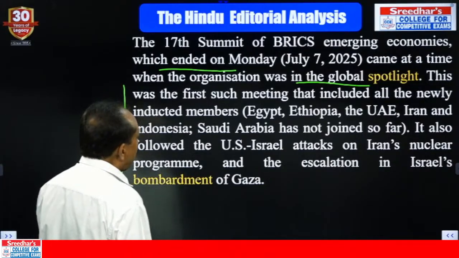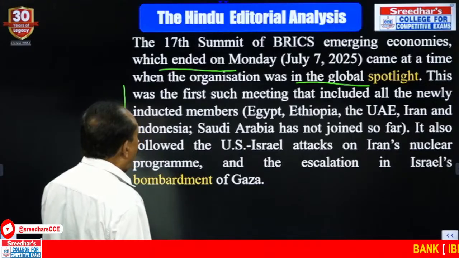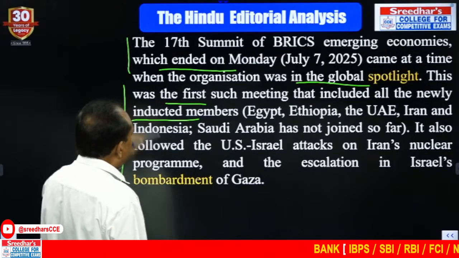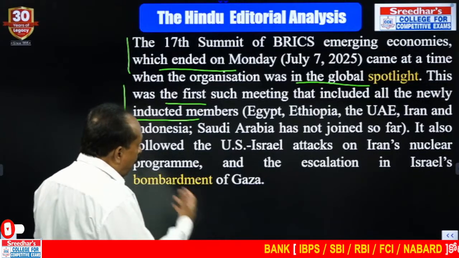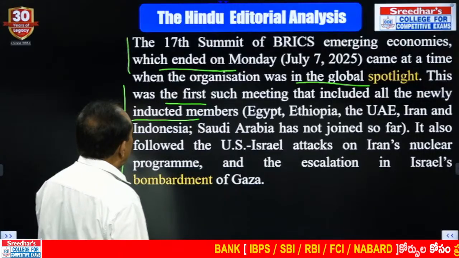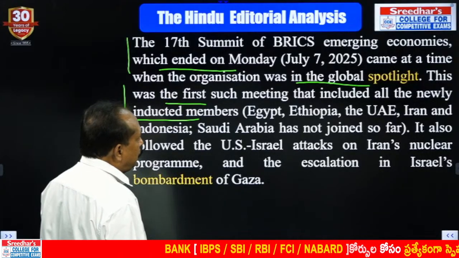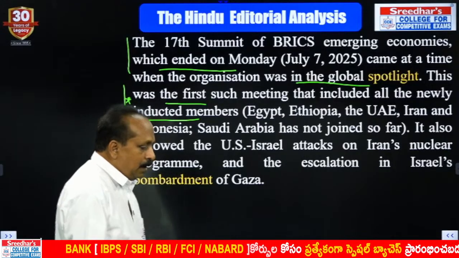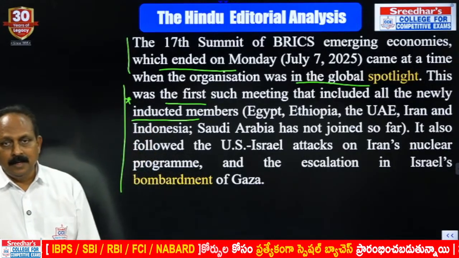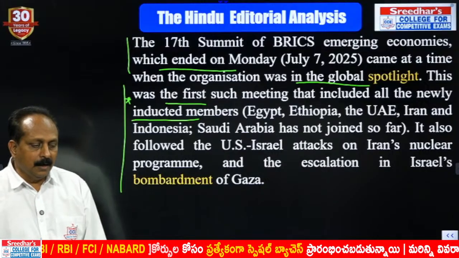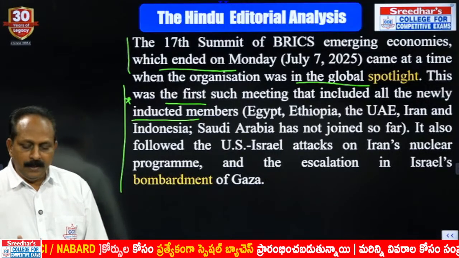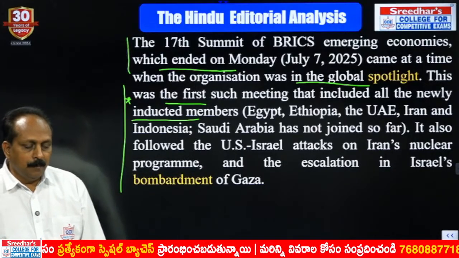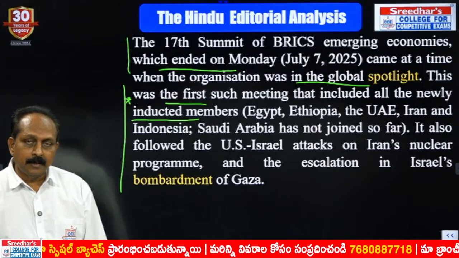This was the first such meeting that included all the newly inducted members. When did it conclude? This answers, and this talks about who participated. This was the first such meeting that included all the newly inducted members, an important word. BRICS, an acronym. How many countries? 5 countries. But new members have been included. And for the first time, the new members attended the summit.